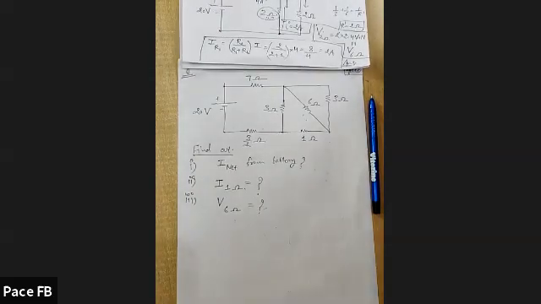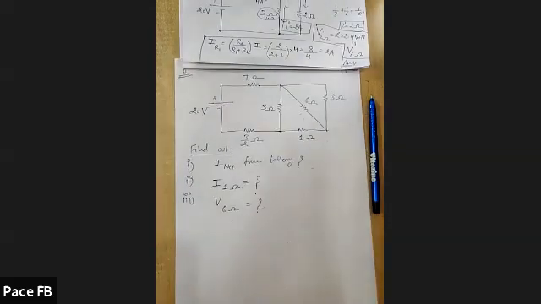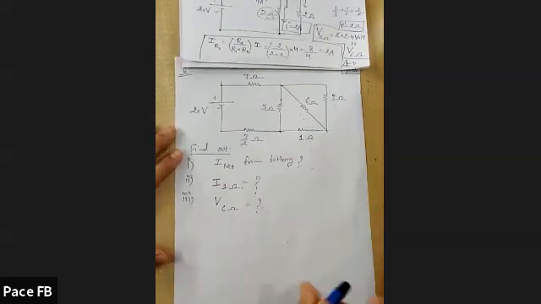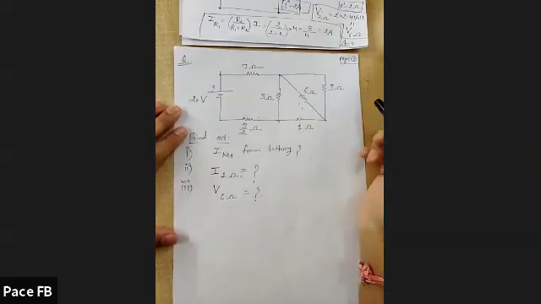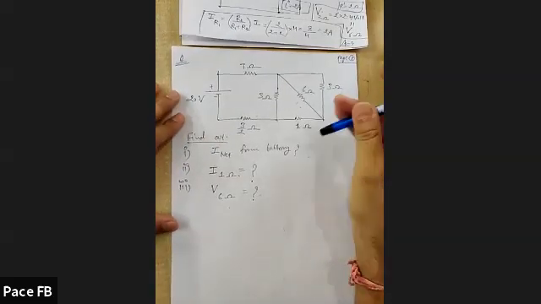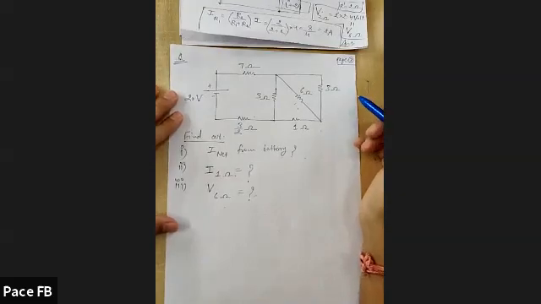What is R equivalent? What is R equivalent of these six resistors? So first you need to find out, yeah, 10 ohm. See, in parallel or series, you have to find out, right? So look at this circuit.